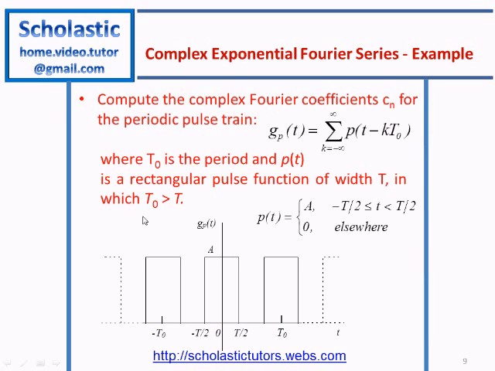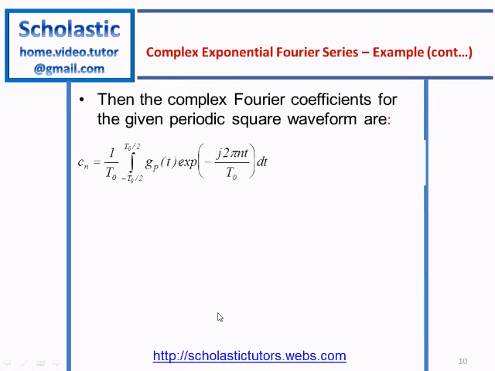If you look at it again, minus T0 by 2 to plus T0 by 2. This is one periodic time of the pulse here. And also we note that the pulse only exists between minus T by 2 to plus T by 2. That is, during that time the amplitude is A. Otherwise the amplitude is 0.